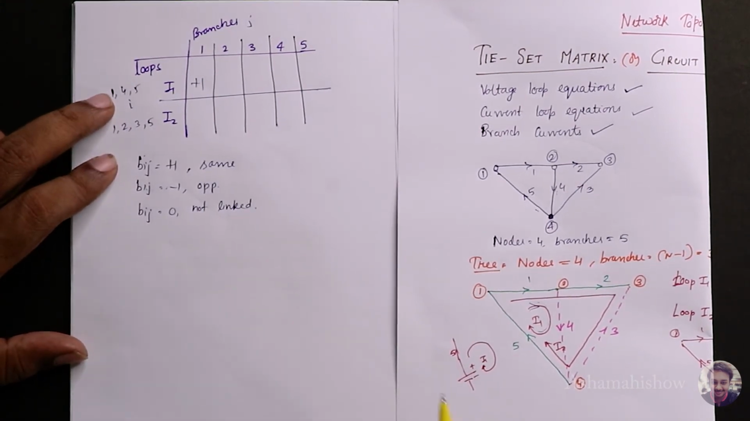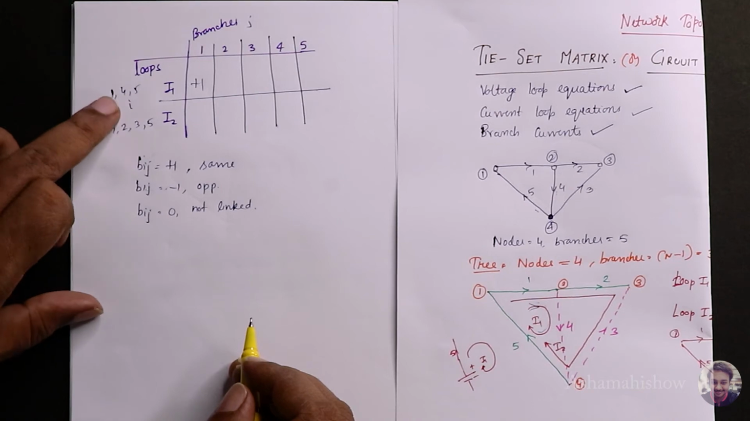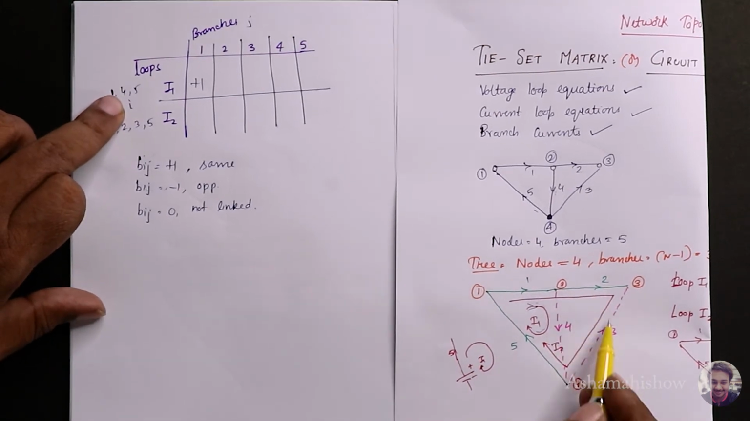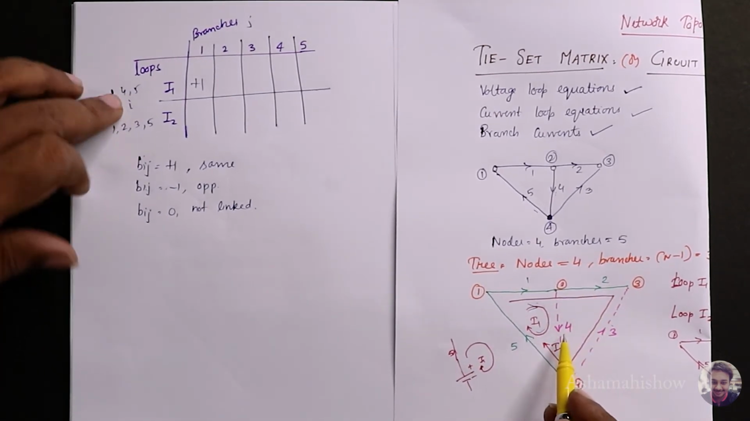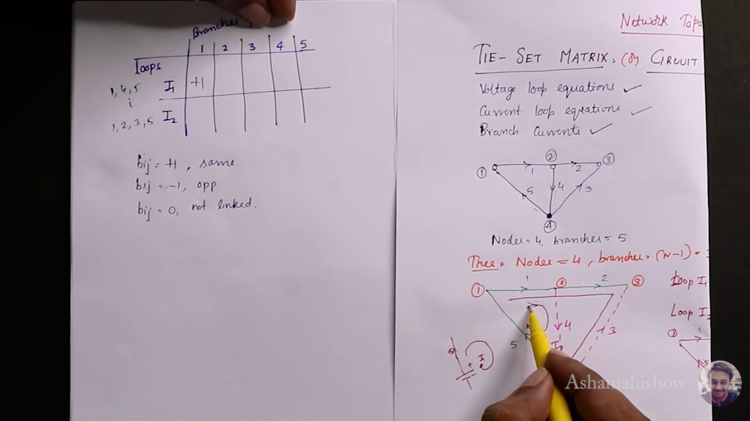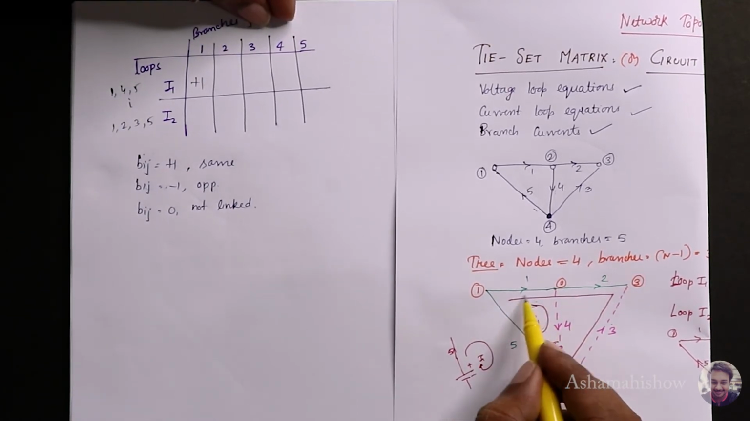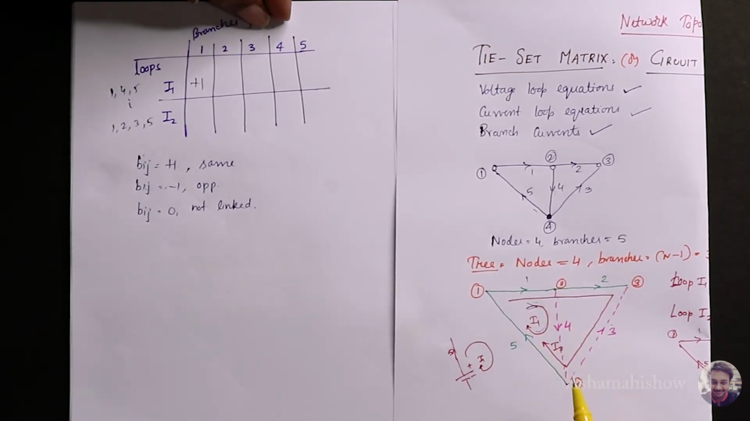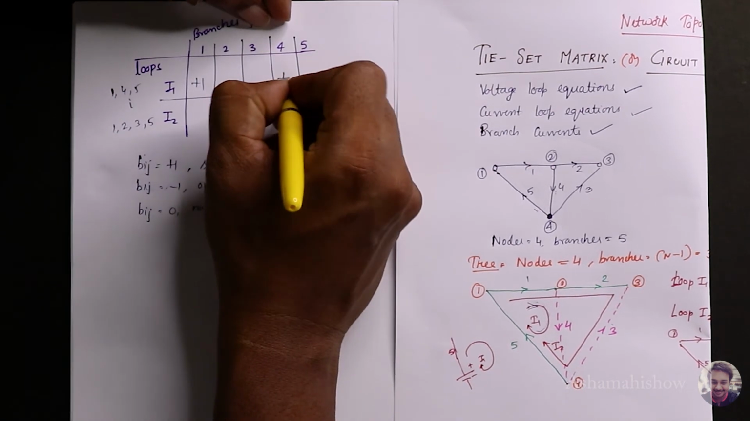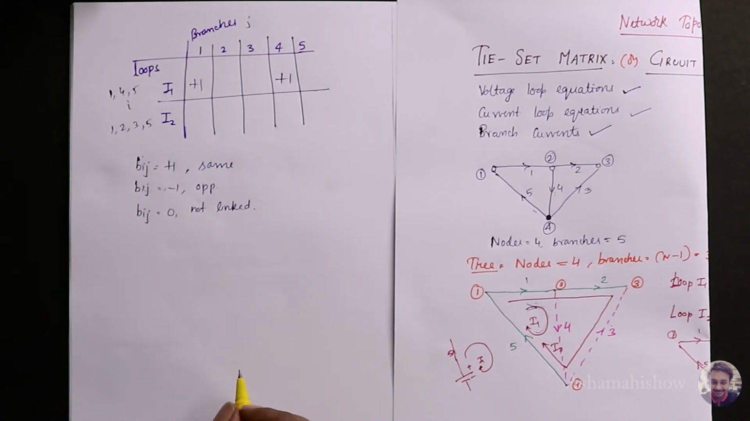Okay, and now your I1 is connected to the 4th branch. 2 and 3 are not at all connected. You're connected to the 4th branch, so for the 4th branch, your I1 is going downward like this, and your 4 is also going in the same direction downward. So your answer is plus 1. When they are the same, your Bij equals plus 1.